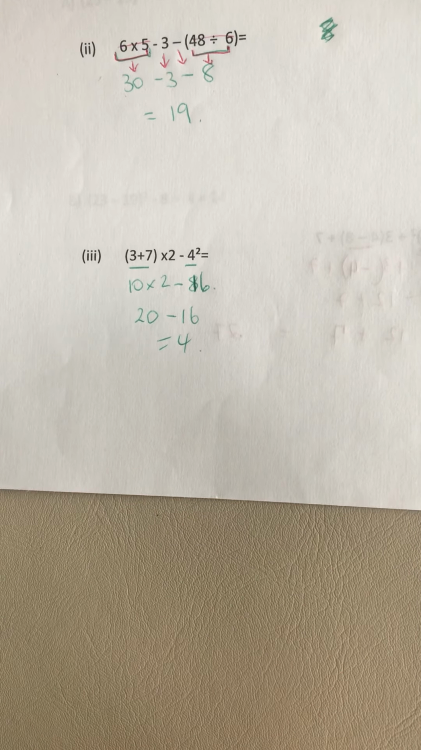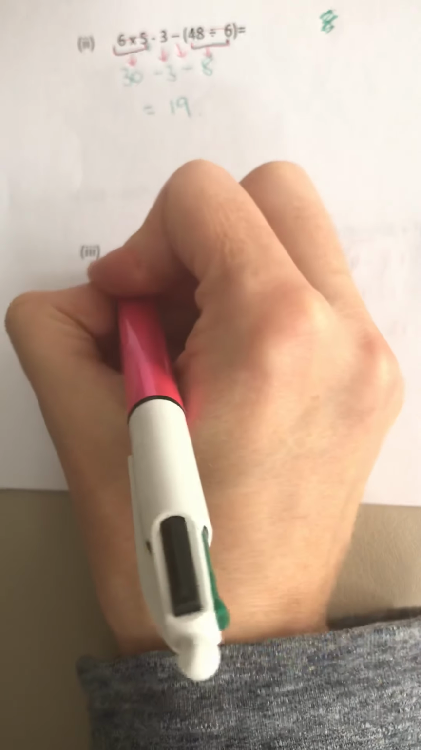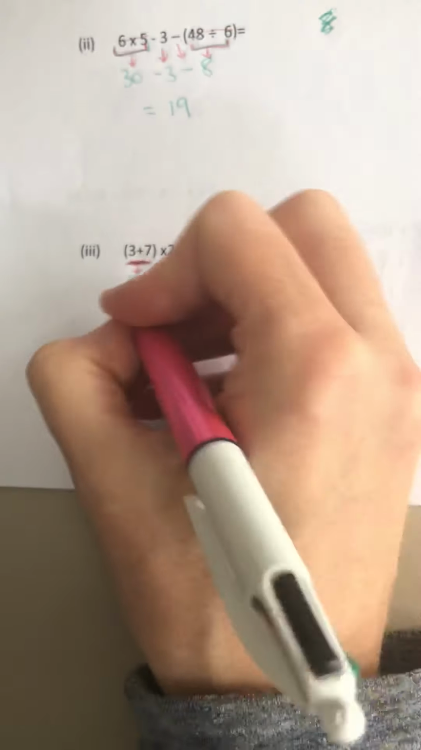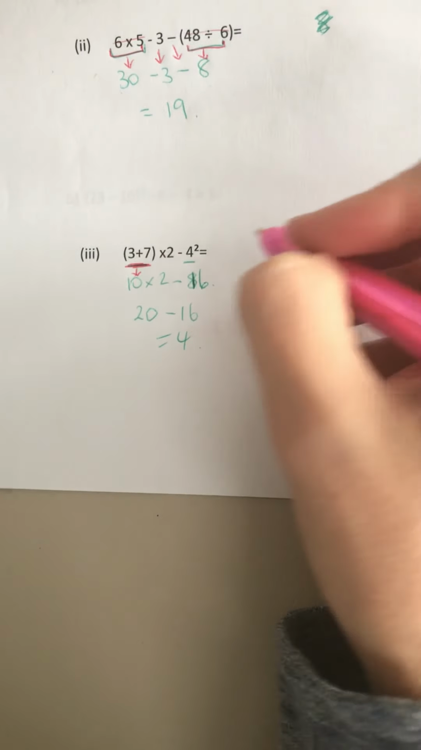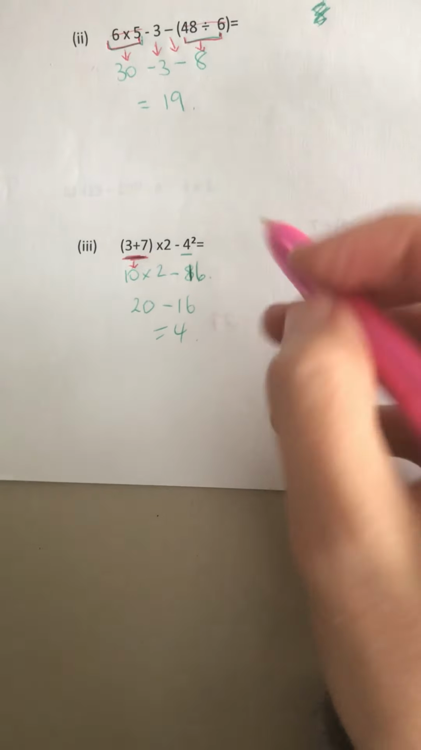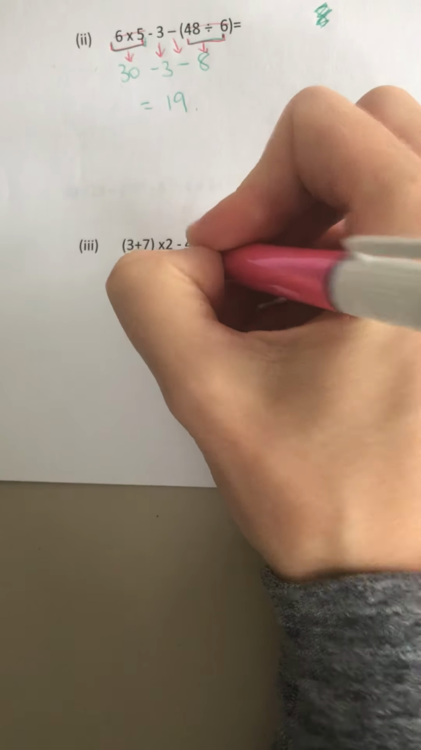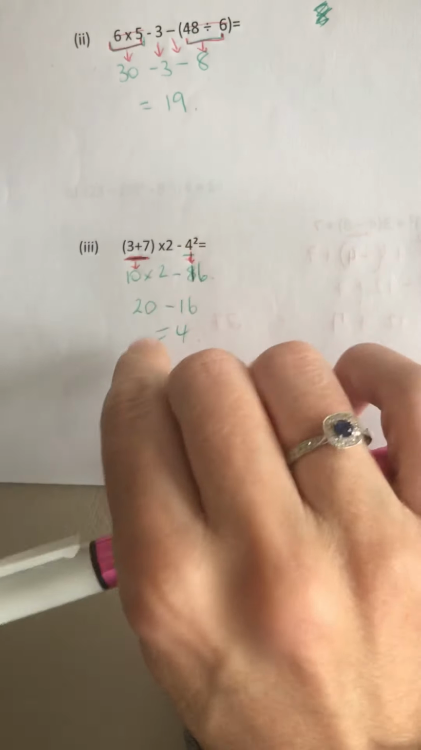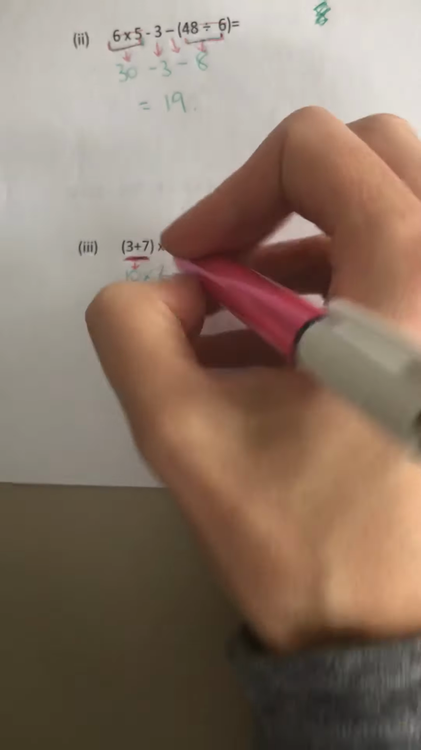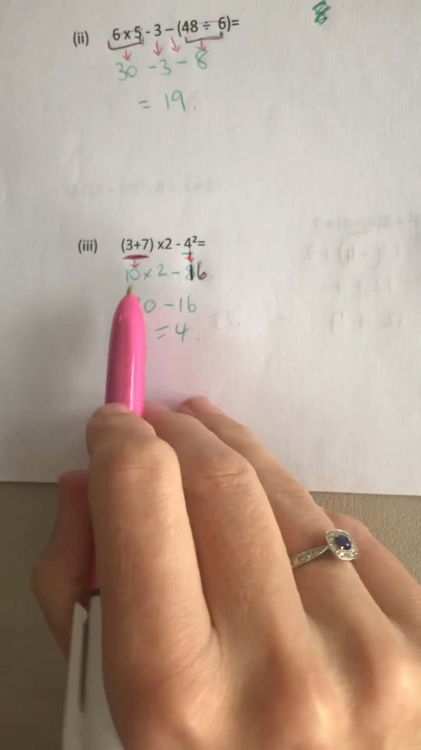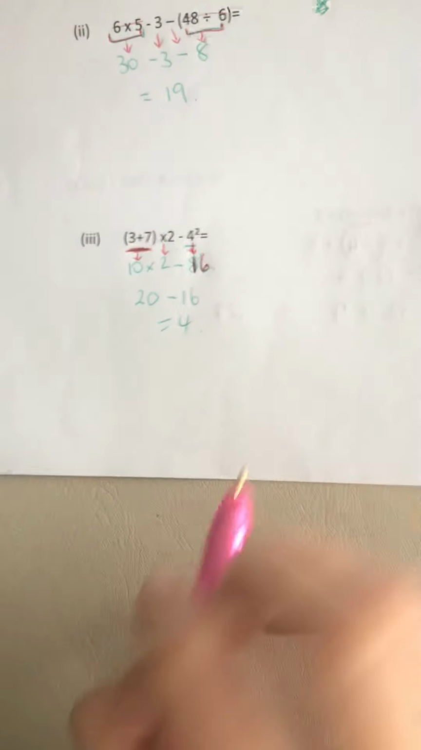Again, we do what's in the brackets first. Gives me 10. Take down the rest of your sum and just go, right, what's next? Well, anything to be done, any indices? Yes. That's 4 written down twice and multiplied, so 4 by 4 is 16. Okay. And then, you know, take down the rest of your sum.